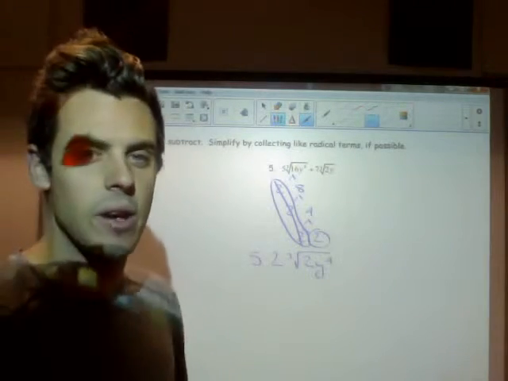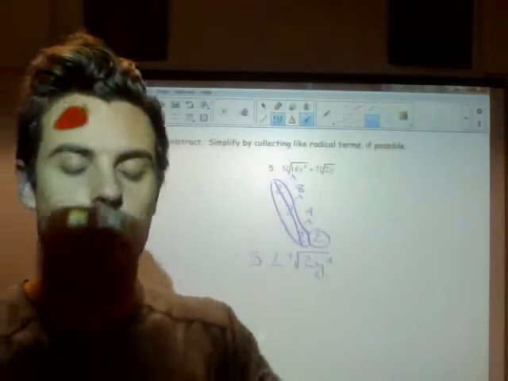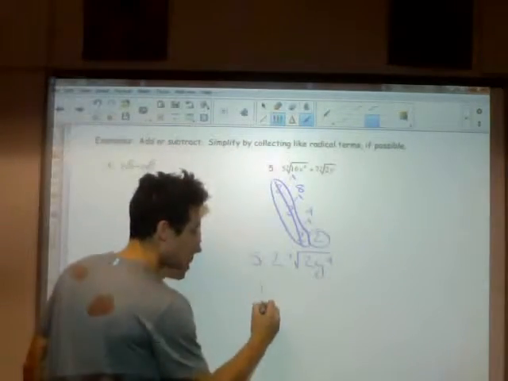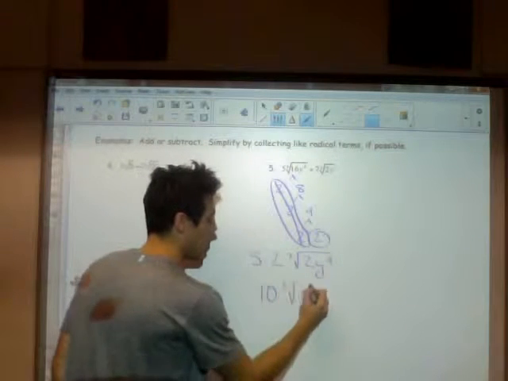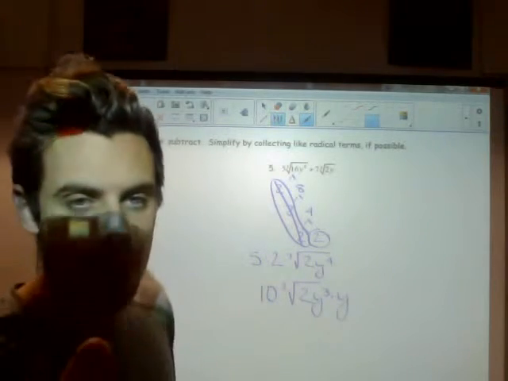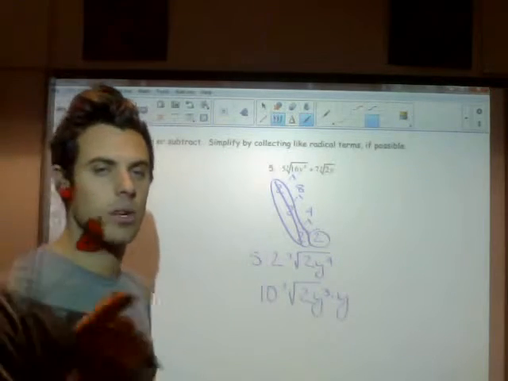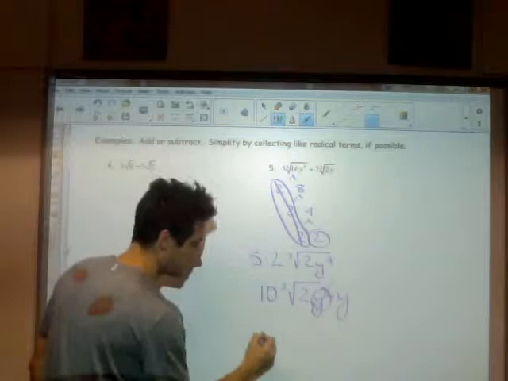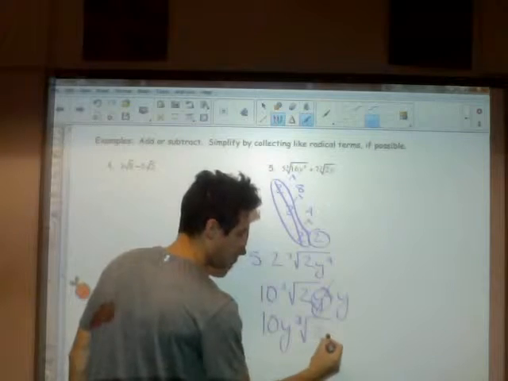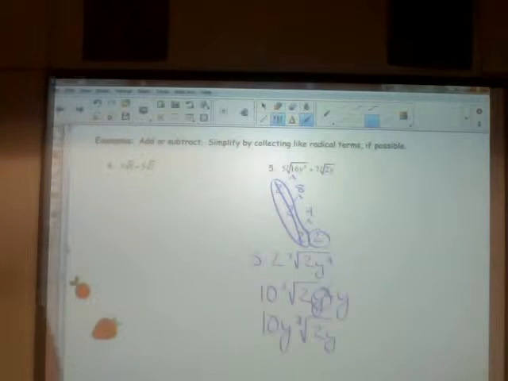Let's fix y to the 4th now. Y to the 4th is the same thing as y cubed times y. Why do I write it y cubed? Because I'm looking for 3 of something to take 1 out. 10 times the cube root of 2y cubed times y. If I see 3 of something, I can take 1 out. That's y cubed. So I get to take 1y out. There's still 1y left inside. 10y times the cube root of the 2y still left inside.